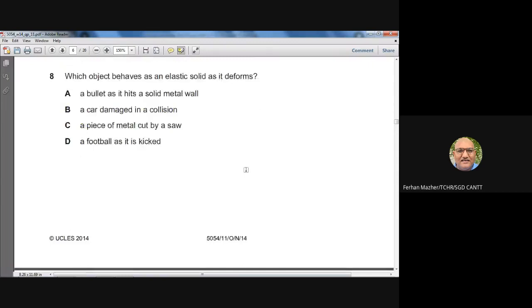Which objects behave as an elastic solid as it deforms? You see, you applied the force and the shape of the body changes, and then it will come back to its original shape. So where does this happen? A football as it is kicked. Sorry. D is the right option.